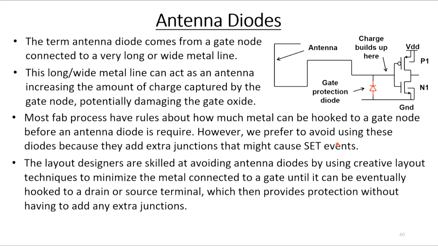Now, we prefer to avoid using antenna diodes altogether, especially in the rad-hard business, because they add an extra junction which could cause an SET event. So our layout designers are very skilled at avoiding antenna diodes, and they use creative layout techniques to minimize the metal connections here until eventually we can hook the gate node up to some source or drain terminal somewhere, which will then provide protection without having to add an extra junction. So we're all about having as few junctions as possible.